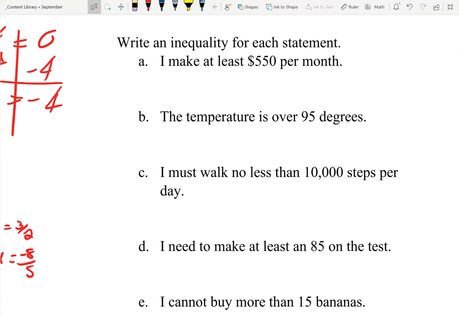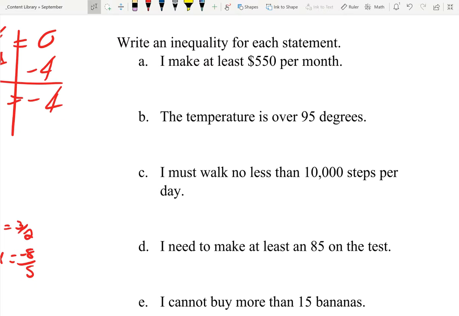So now moving on to inequalities. Write an inequality for each statement. So statement A: I make at least $550 per month. So how much money am I making? I'm making $550 or more, right? Because if I make at least $550, then I'm making $550 or more, or higher than that.